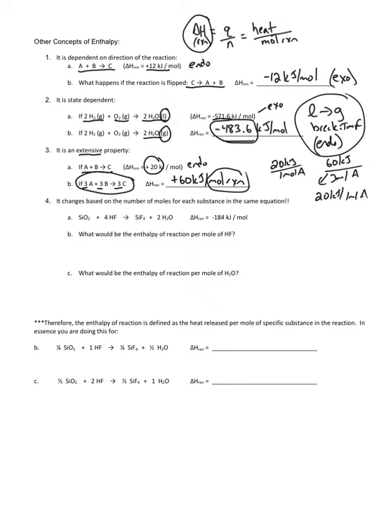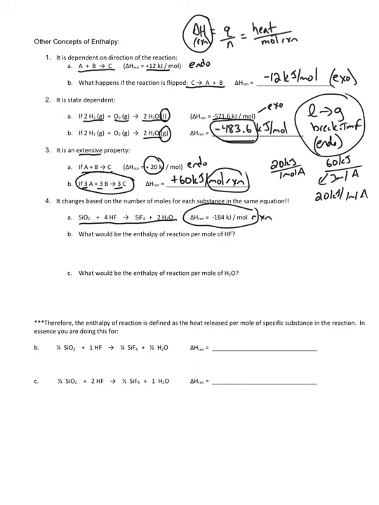So just be aware of that. It is dependent upon the number. And if you double a reaction, you're going to double the amount of enthalpy that is released for that reaction, how it is written. Okay, lastly, if I have a thermochemical equation like this one, the enthalpy of this reaction is negative 184 kilojoules per mole of reaction.